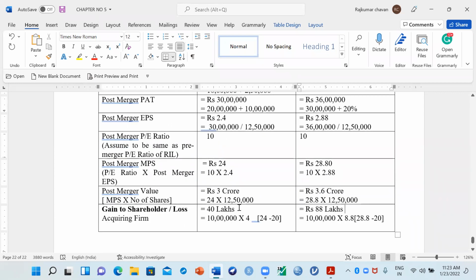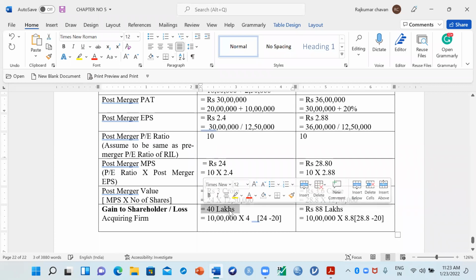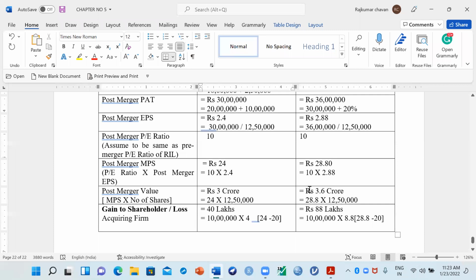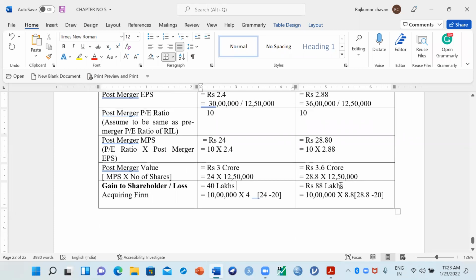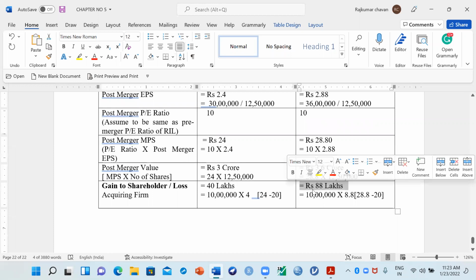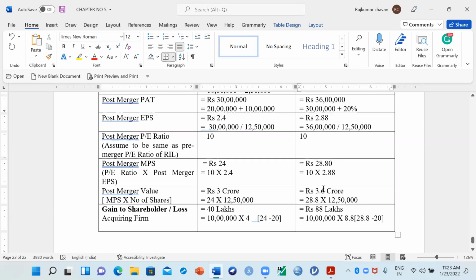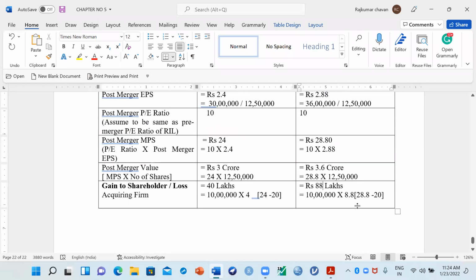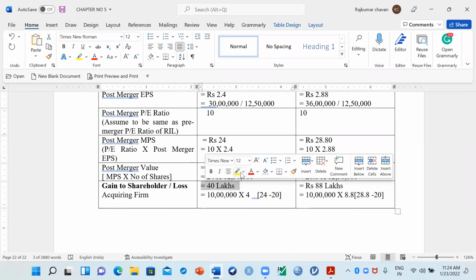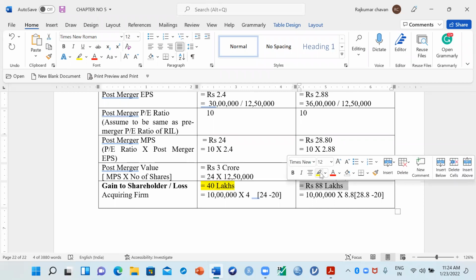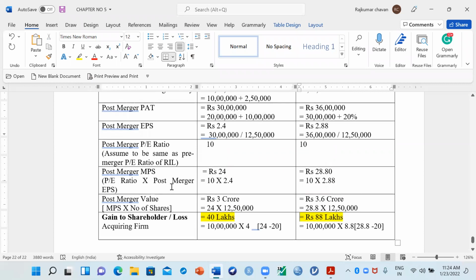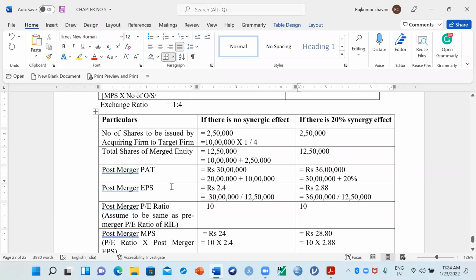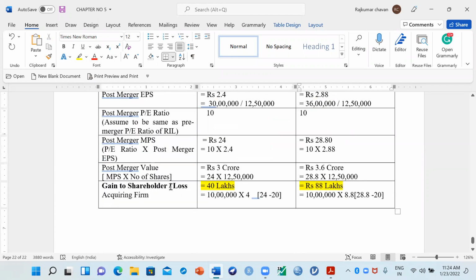If they don't get any synergic effect, they will get 40 lakh. Anyway, they have to get some. But due to this, the company's shareholders are gaining 88 lakh rupees. So there is good performance, or we can say they are getting some benefit in the total value of their investment. One is 40 lakhs and one is 88 lakhs. So finally, we can say there is a good positive sign of synergic effect in terms of gain to the shareholders of the acquiring firm.